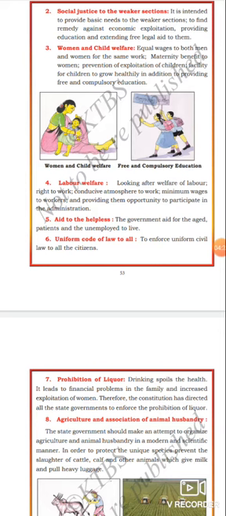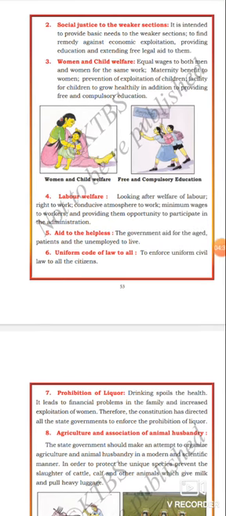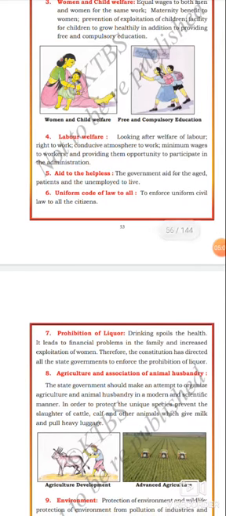Women and child welfare: equal wages to both men and women for the same work. Today we see discrimination between men and women in providing wages. Wages means the daily earning, what we call in Kannada kuli. This is called wages in English. Observe the picture: women and child welfare, free and compulsory education.